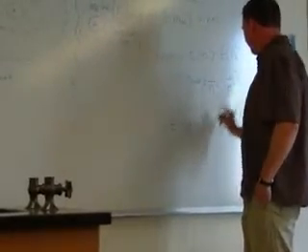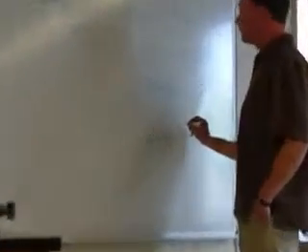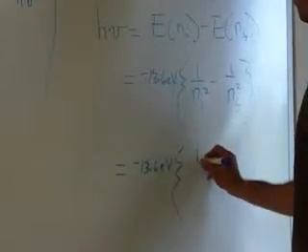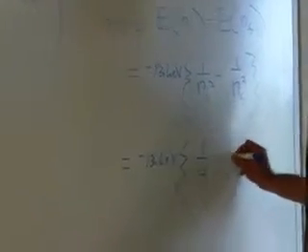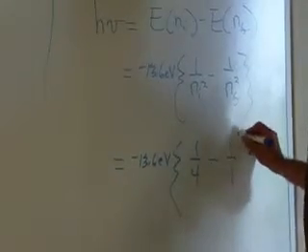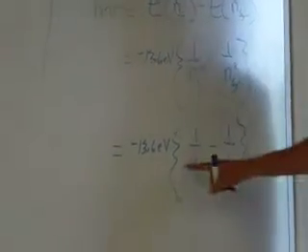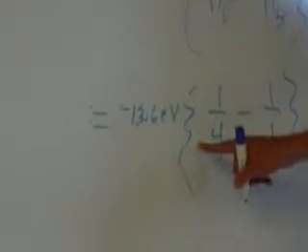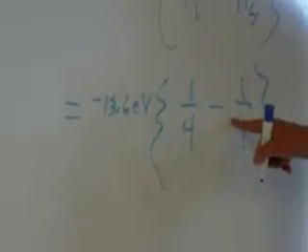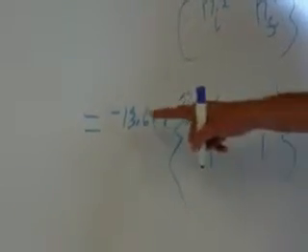For example, let's go from n initial equals 2 to n final equals 1. So 1 over 4 minus 1 over 1. This is a quarter minus 1, so that's going to be a negative number, and you've got a negative in front, so that comes out to positive. And so here we go: 13.6 times 3 quarters. Exactly.